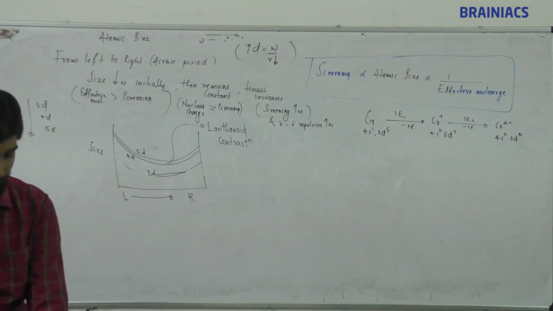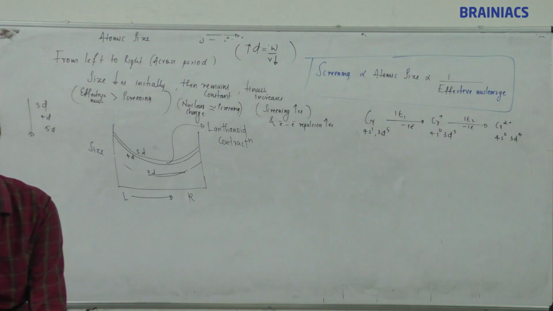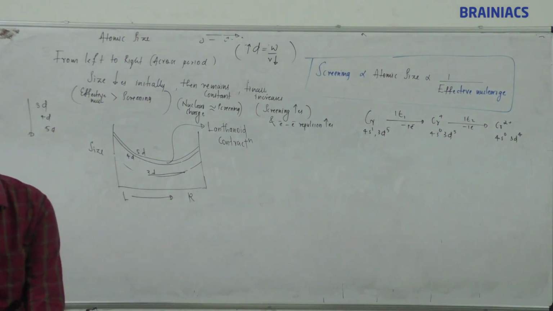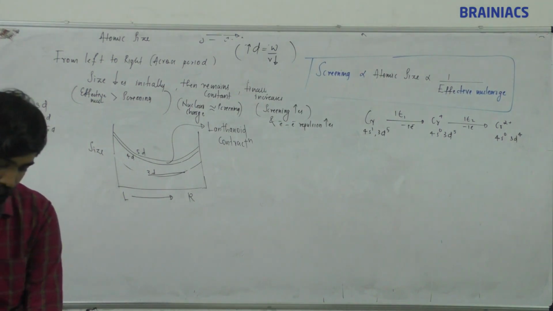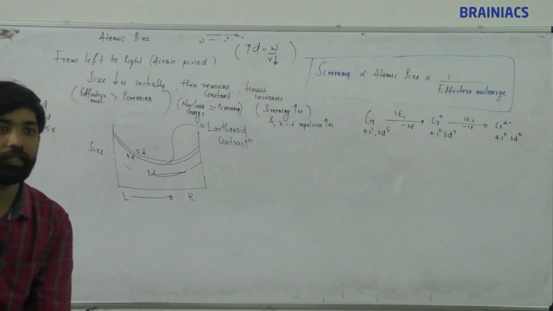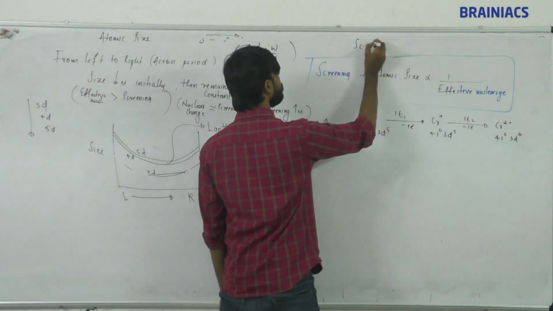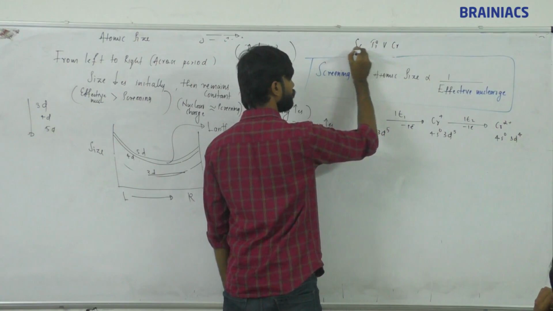In the 3d series, copper has high density and scandium has low density. From scandium to, listen: scandium, titanium, vanadium, chromium.